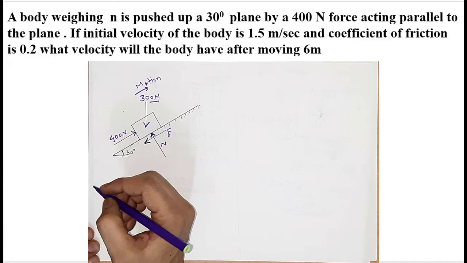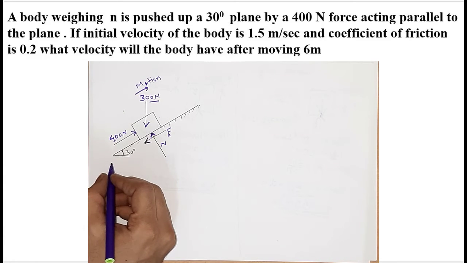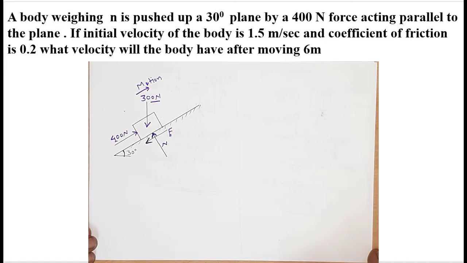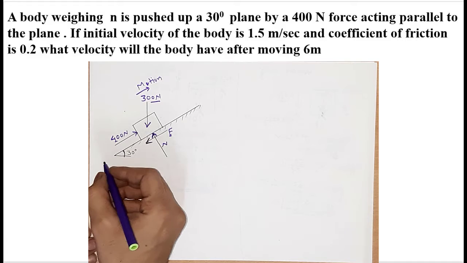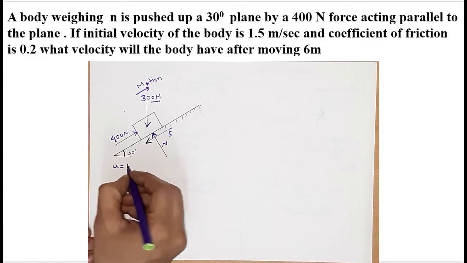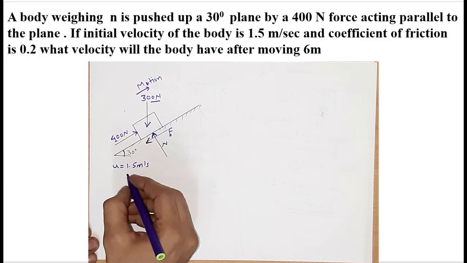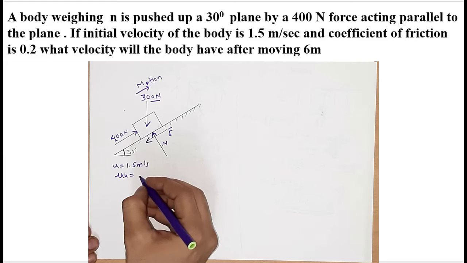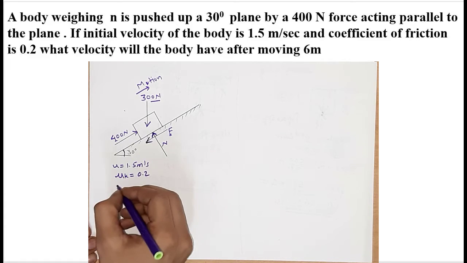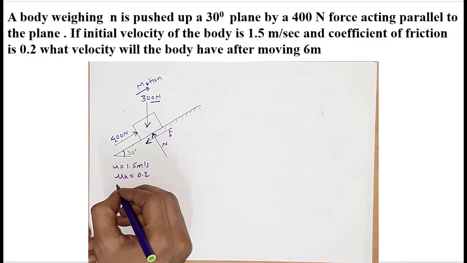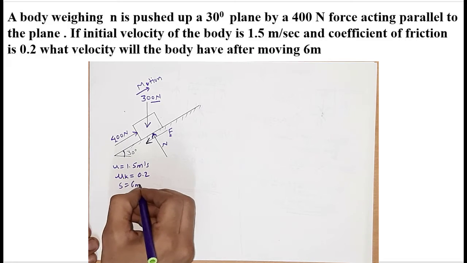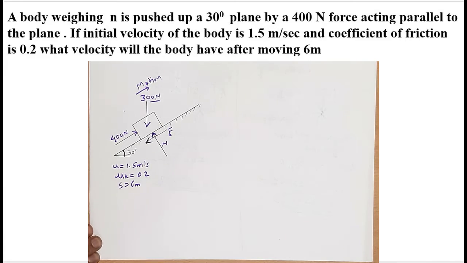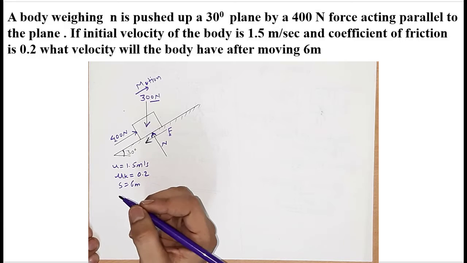Then what other data is given? The initial velocity of the body is 1.5, so u is 1.5 meter per second, and the coefficient of kinetic friction, mu k, is 0.2. What velocity will the body have after moving 6 meter? The distance traveled by the body is given as 6 meter. So this is all the given data. Now starting to solve the numerical.